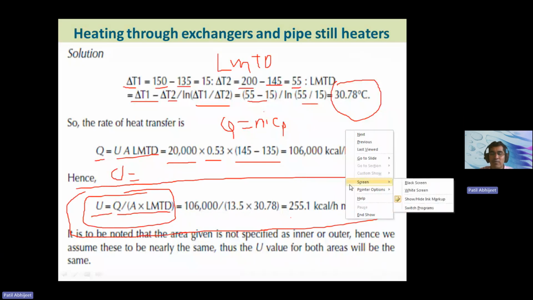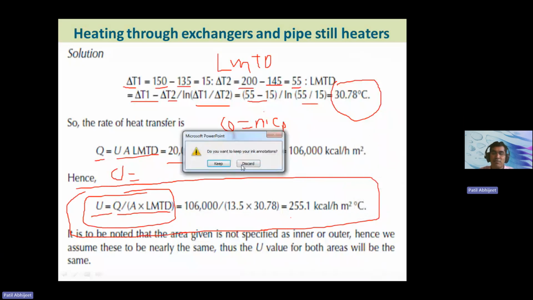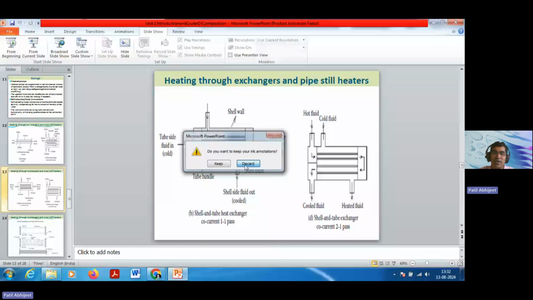If you have any query, you can put it into the chat box or in the comments so that we are able to answer, or you can ask in the online classes on Monday or Tuesday. So this was regarding the heat exchanger through heat pipe steel heaters.